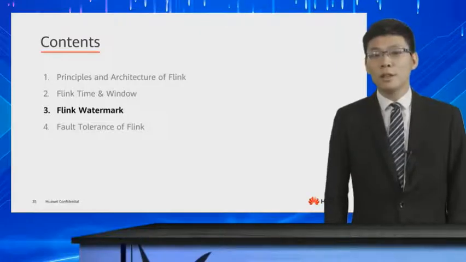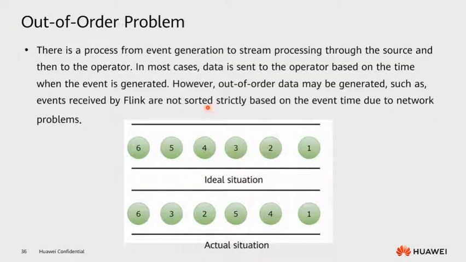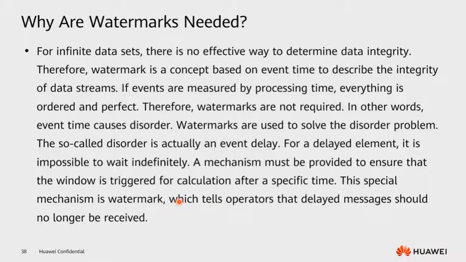Now, let's jump into the third section about the watermark mechanism for Flink. Here, let's just have a review of the out-of-order issue. In short, those events that happened earlier may be ingested and processed later, as is shown in the figure below. And by the way, this issue is indeed a very common situation in actual cases. Therefore, to resolve the out-of-order issue, we need the watermark.